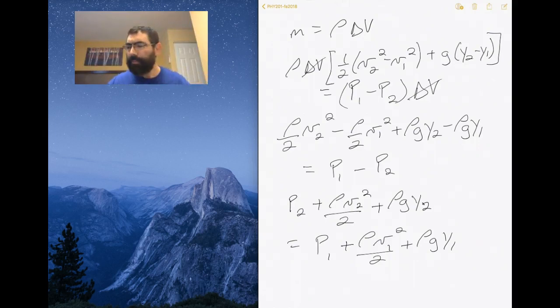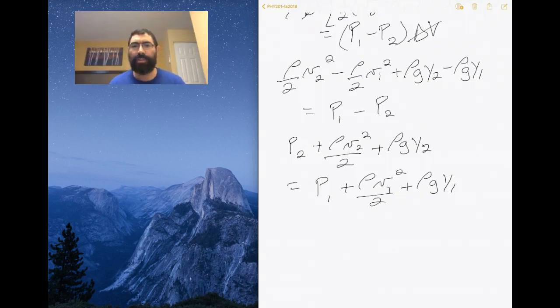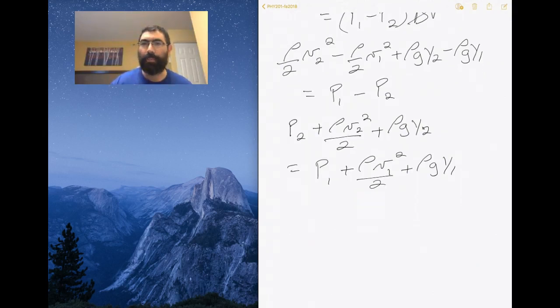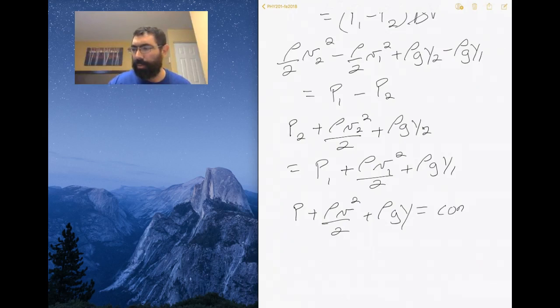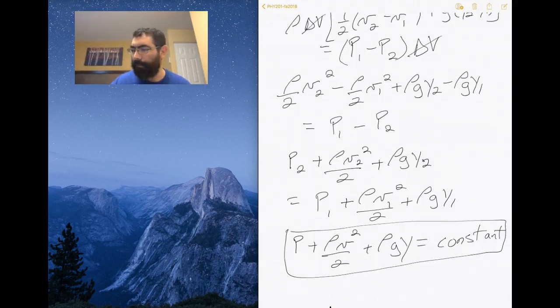And so what's interesting is that it doesn't matter which side of the pipe you're on. If you're on the left-hand side, which I called 1, or the right-hand side, which I called 2, then what you get is the same equation, that the pressure plus the density times the velocity squared divided by 2 plus the density times g times the height is equal to a constant. Or if you want to use this one up here, then this equation for one side of the pipe has got to be equal to the same thing on the other side of the pipe.